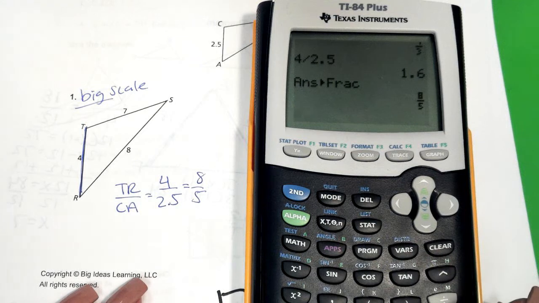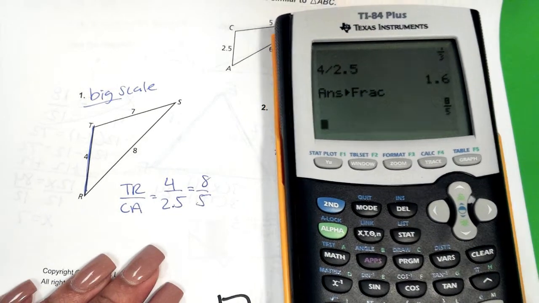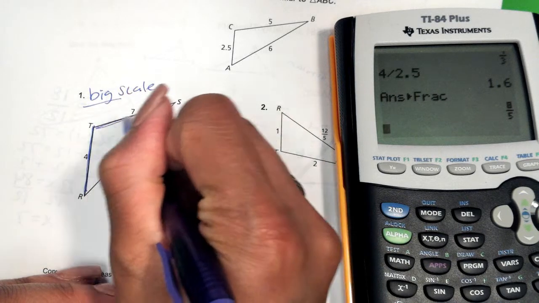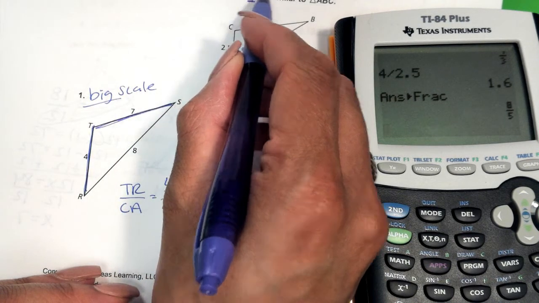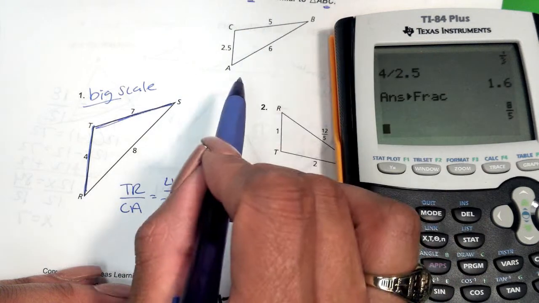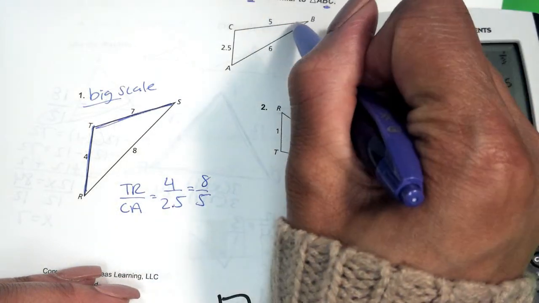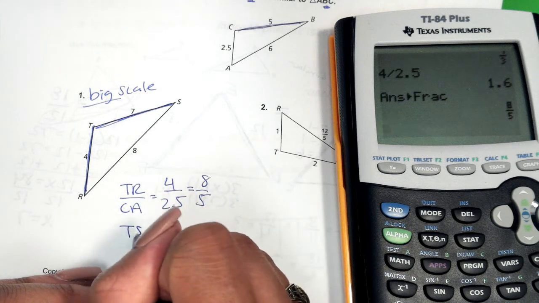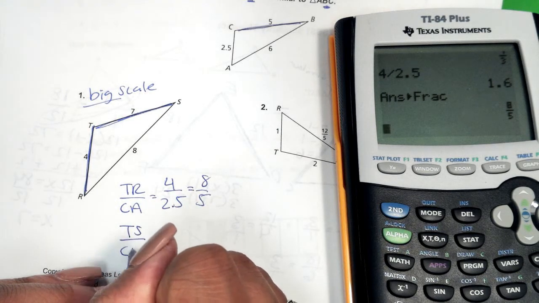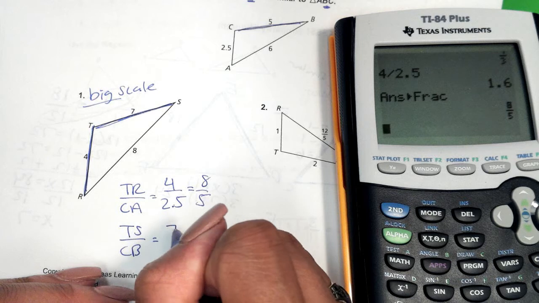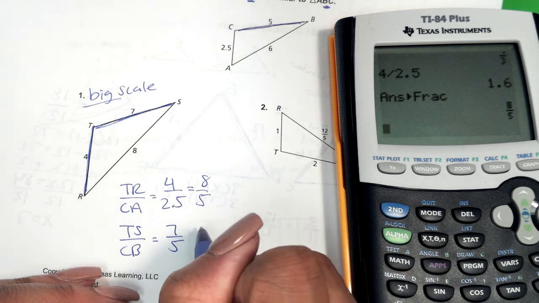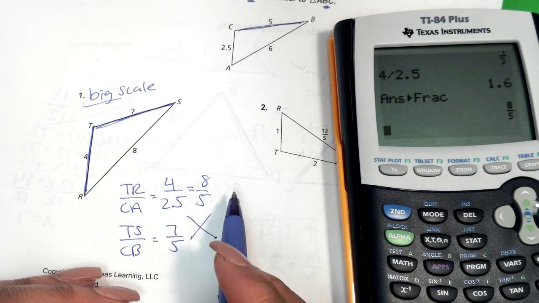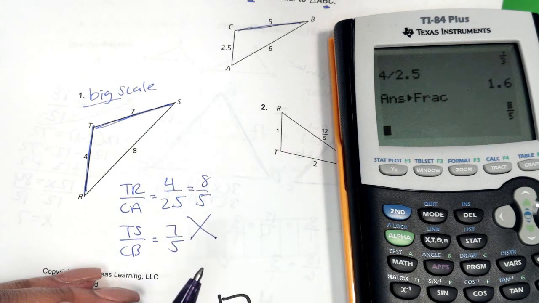Okay, so now let's try another one. So let's try TS, and what's congruent to TS would be BC. So BC is 5. So I have TS all over CB or BC. So I have 7 over 5. And I cannot reduce that, but do these match? They do not. So this is not similar. These two would not be similar to each other.